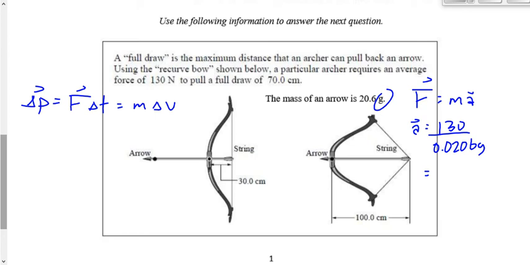That's okay. I know sometimes you just keep your numbers in your calculator. And so I'll find that here. 130 divided by 0.0206 gives me 6310.679. So there's my acceleration, right? Then what?